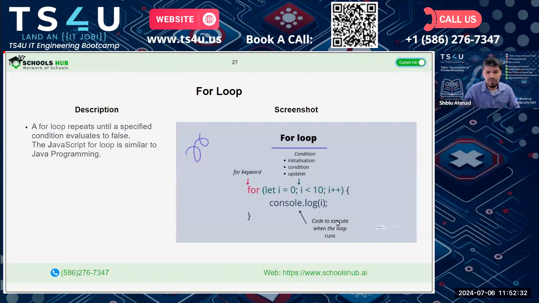Okay. So the for loop: a for loop repeats until a specified condition evaluates to false. That's what it does. The JavaScript for loop is similar to Java, as mentioned, right? It's the same thing. A for loop repeats until a specified condition evaluates to false.